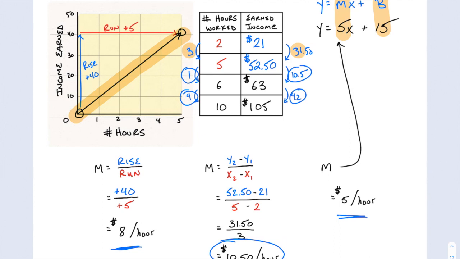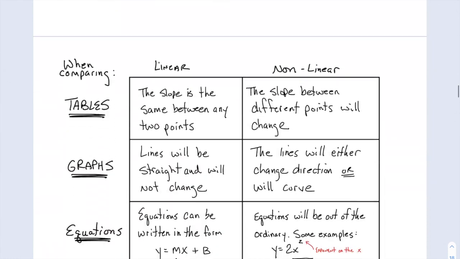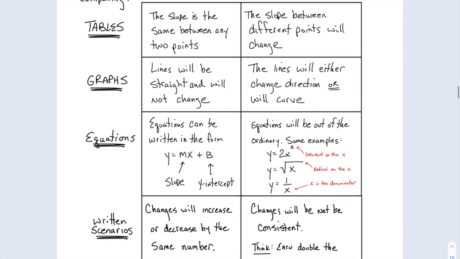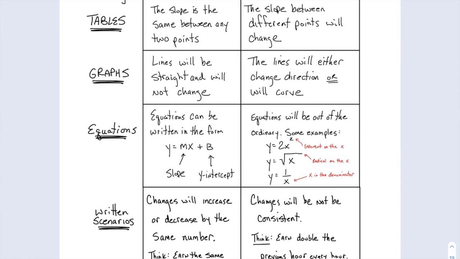Now, having said that, let's go ahead and look at a chart that describes linear versus nonlinear. And you can, of course, pause and read this over. But with tables of values, I'm going to go over the linear ones. Tables that are linear have the same slope between any 2 points. We showed that in the middle example up on top. The graphs are all going to have straight lines, and those straight lines will not change.